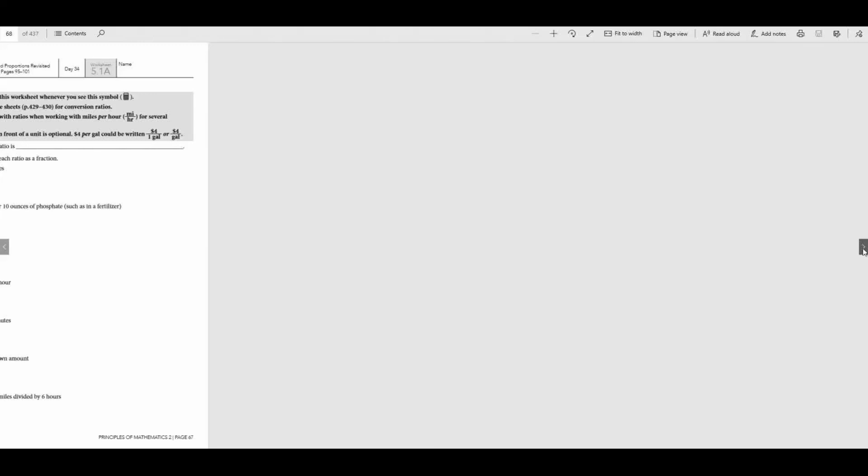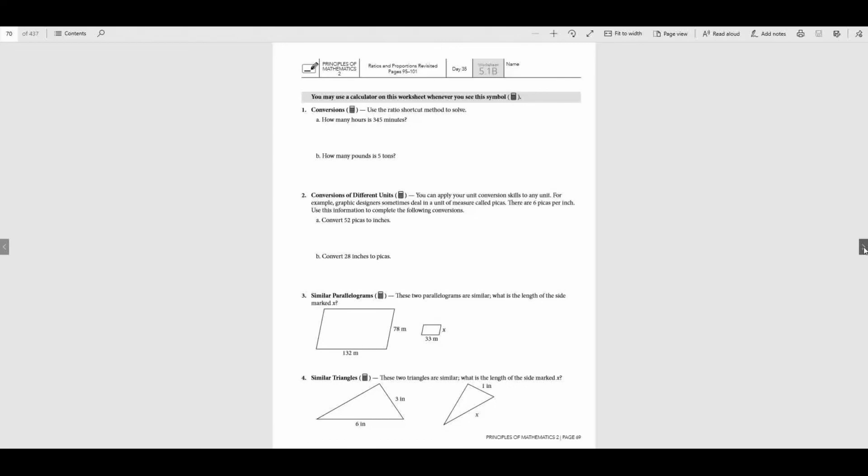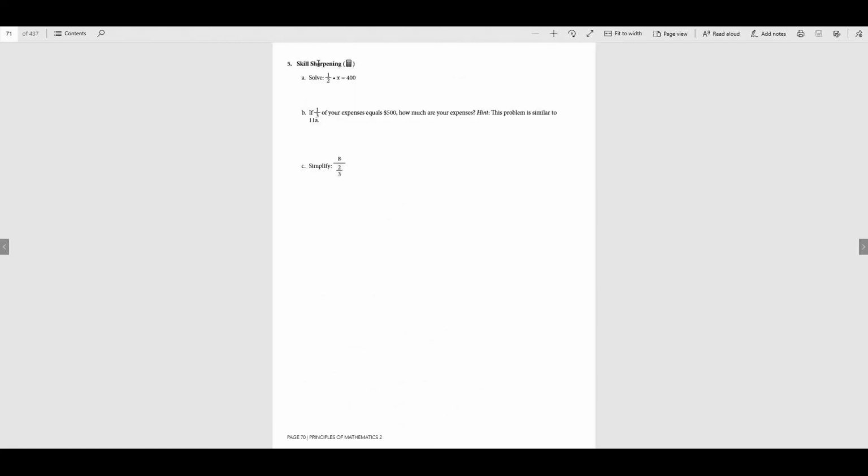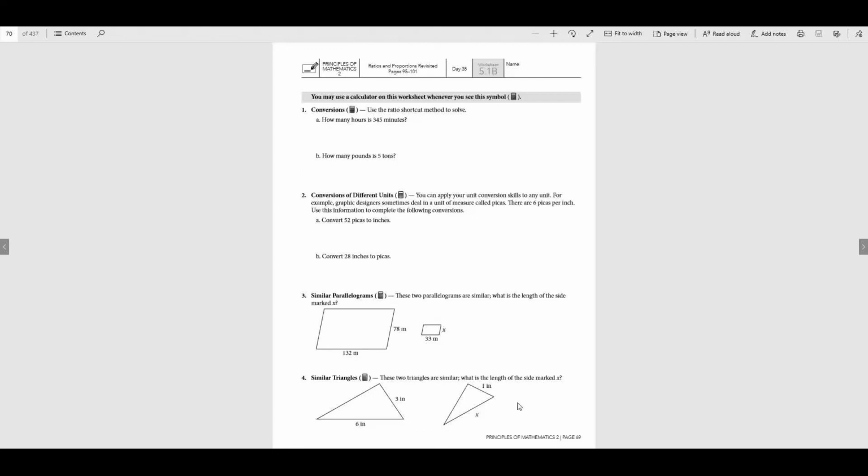And then on worksheet 5.1b, I do want you to do all the back, the skill sharpening. It's pretty simple, so go ahead and do all of 51b. You can do all of both pages if you'd like, but I'm just trying to cut down a little bit on it. If you do make some errors on these that I told you you could skip a few, then I may have you go back and do the ones you skipped.